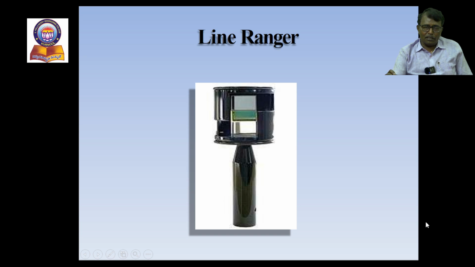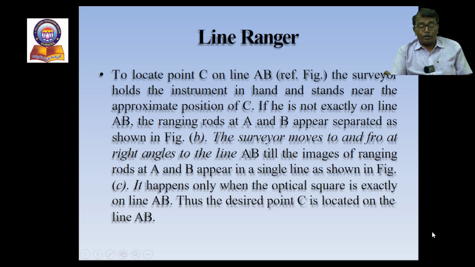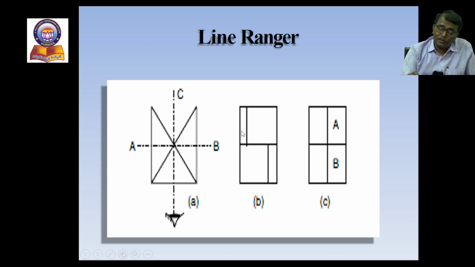This is a real figure of a line ranger. It consists of two prisms, one up and one down. I will see it in detail. To locate a point C on the line AB, the surveyor holds the instrument in the hand and stands near the approximate position of C. If he is not exactly on the line AB, the ranging rods at A and B appear separated as shown in figure B. These are separated in the figure.